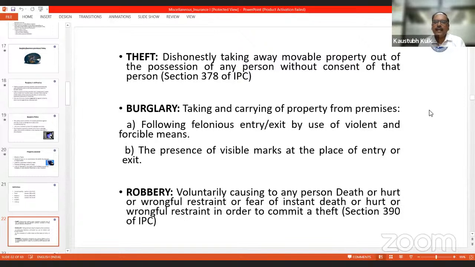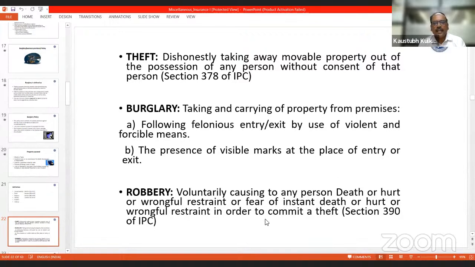Burglary, taking and carrying of property from premises by way of, as we discussed, entry or exit by forcible means, and that too a violent way. The presence of visible marks at the place of entry has to be there.